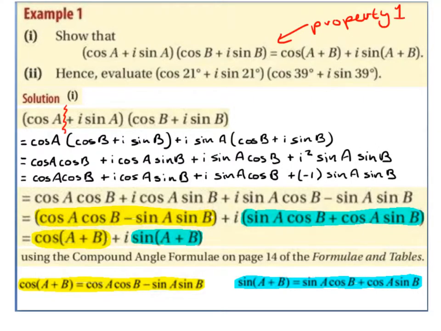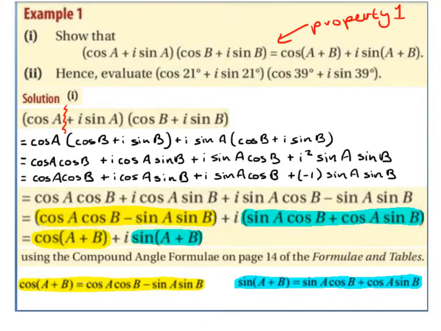In the next step, the only thing that changes is this i squared becomes minus 1 with brackets around it. And in the next step again, the only thing that changes is the sine A sine B at the end has a minus in front of it. At this point, now we can simplify and put the real parts together and the imaginary parts together.